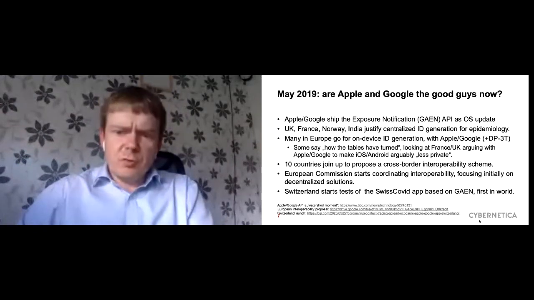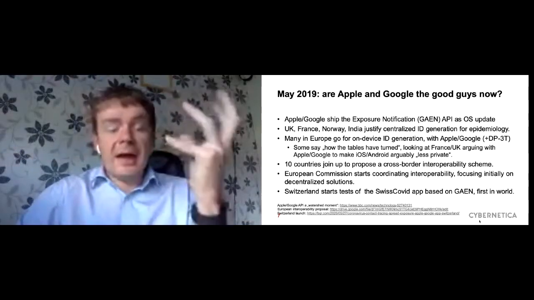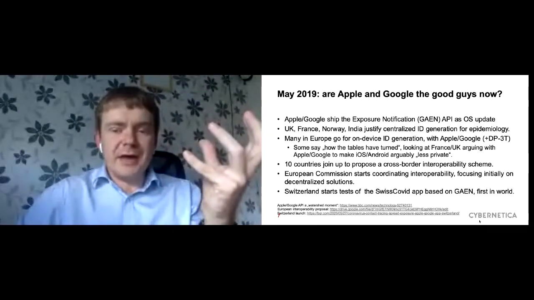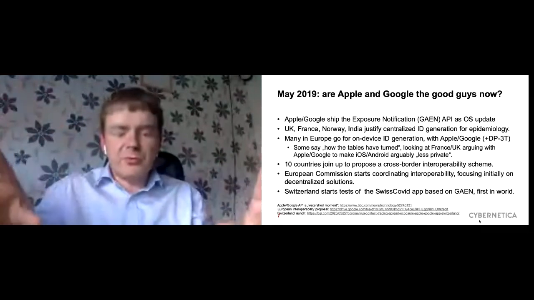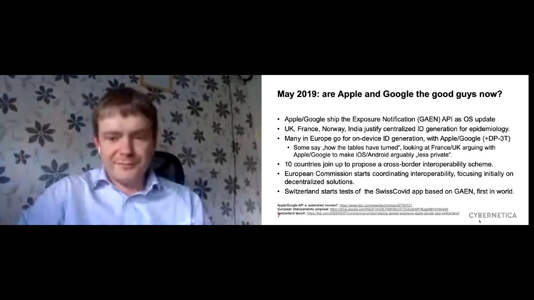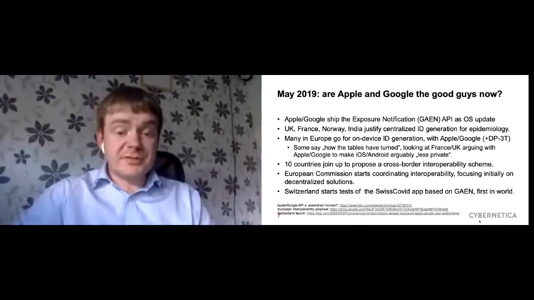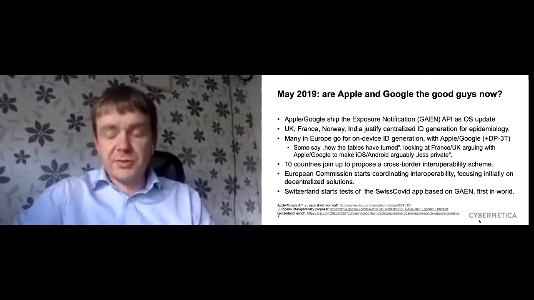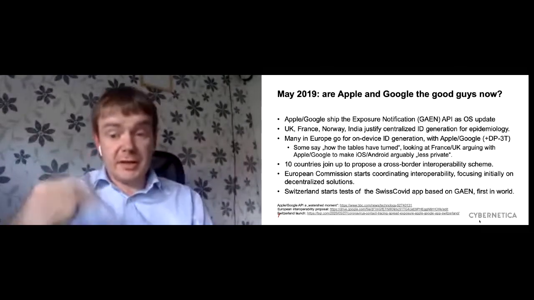So the European Commission started coordinating interoperability. They had a working group focusing initially on decentralized solutions because they saw this as low-hanging fruit. We can tackle this early on, and we get a lot of countries to collaborate and interoperate, and then we'll see what we do with the rest. So Switzerland started tests of their Swiss COVID app based on the Google Apple exposure notification API, first in the world. That was the same DP3T team. Their first delivery was indeed to help Switzerland and then help the others.